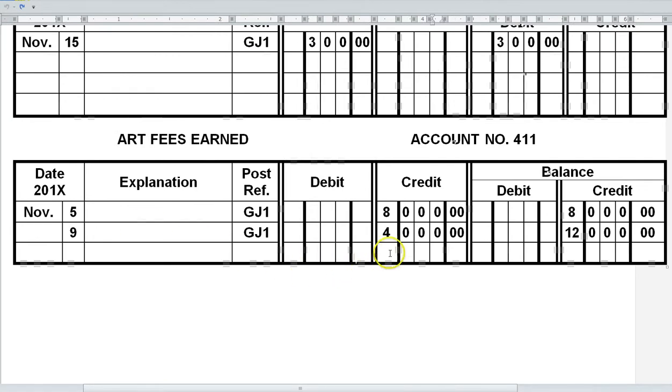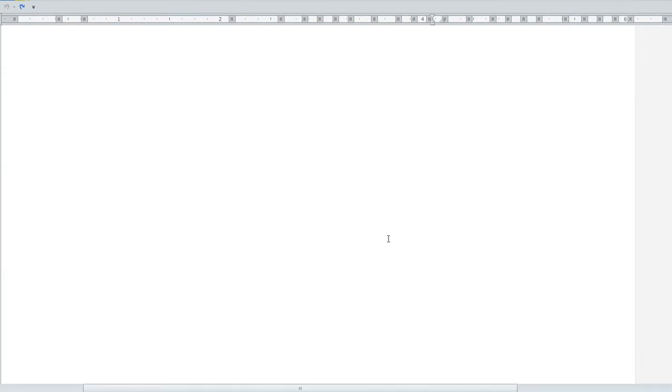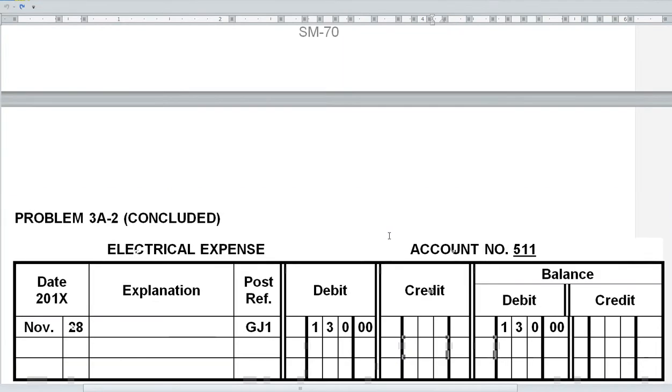There are the art fees earned. Again, you've got a combination of two credits in a revenue account, so you're adding the 4,000 to the increase that you created when you credited the account in the first place. So you took your first balance of 8 and added the $4,000 to art fees earned.